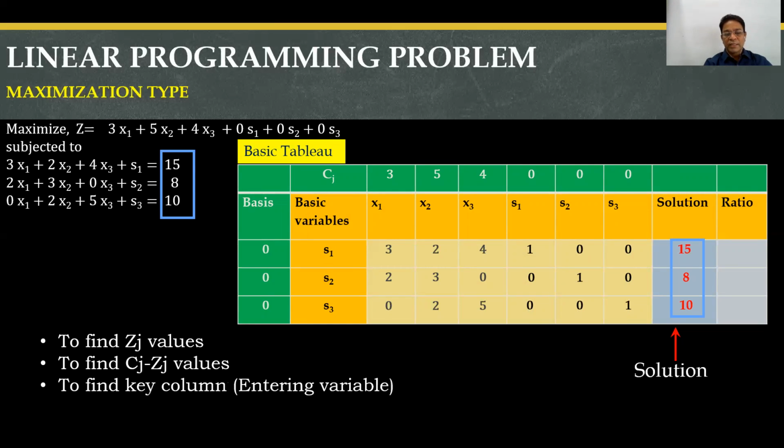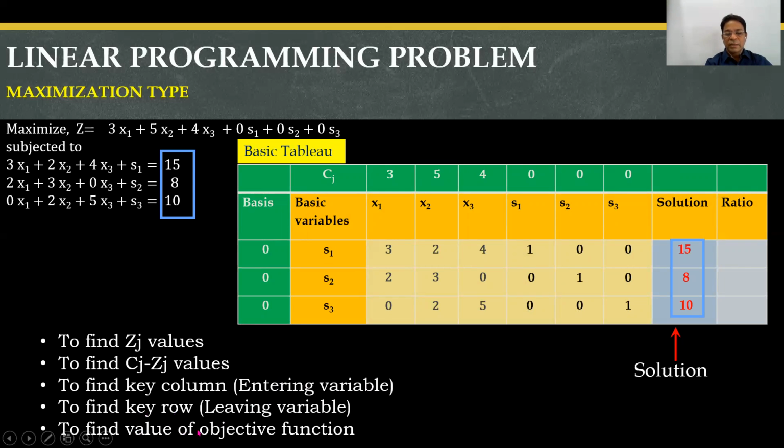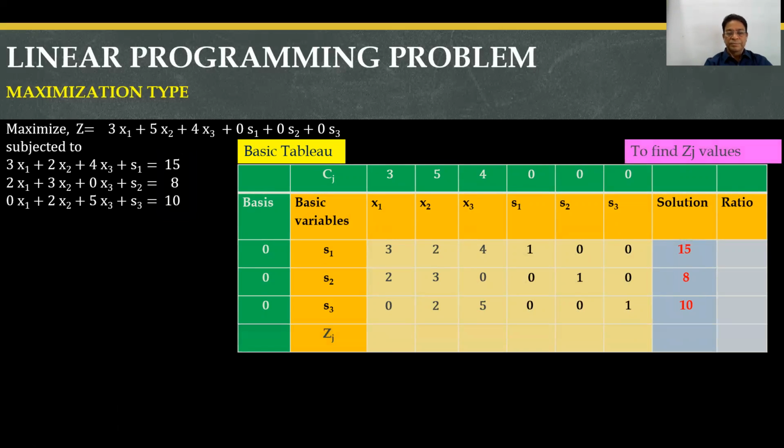Next, we will find the key column, that is the variable that is going to enter the solution. I will talk more on this afterwards. And the leaving variable, that is the variable which leaves the solution, that is the key row. And finally, we'll get the value of the objective function. And this objective function will keep on optimizing in the successive iterations. So let's start with the Zj value.